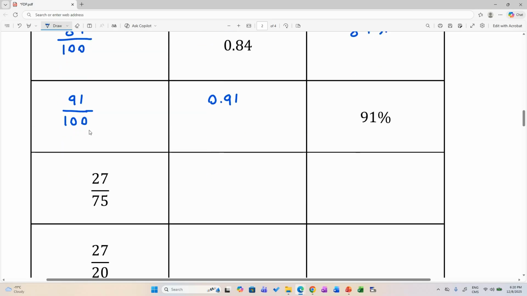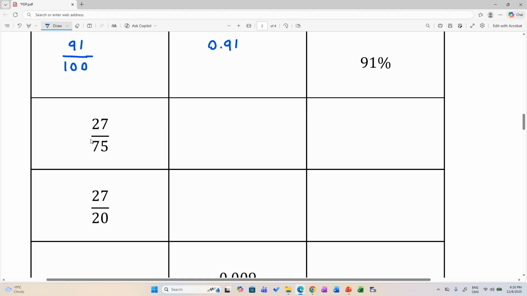Now, 27 over 75, for this one, either you can solve it with long division, or you can try to change the denominator to 10, 100, or 1,000, or maybe even 10,000. In this case, 75, it's very difficult to change that, so what I'm going to do is reduce this first. So I'm going to divide both top and bottom by 3, because I noticed that if I divide both top and bottom by 3, I'm simply going to get 25 on the bottom, and then I'm simply going to get 9 on the top. So I got 9 over 25.